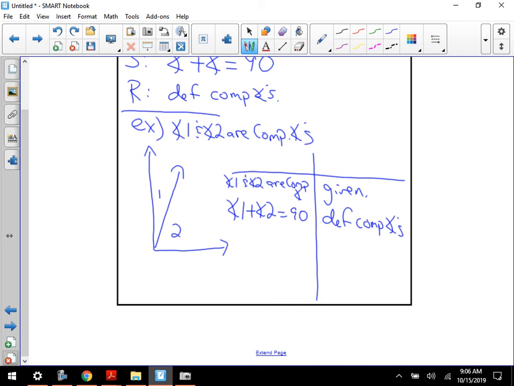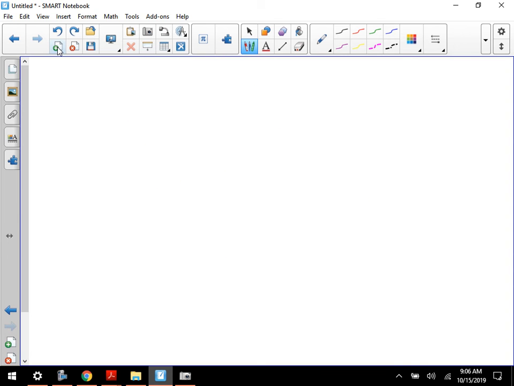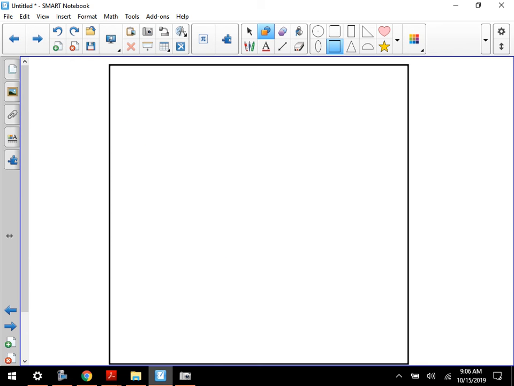We okay with complementary? Yes. All right. If we do one with complementary, what's the other one you think we should do? Supplementary. So we'll do one with supplementary. What do you think the only difference is going to be? 180. It's the only difference. Okay. So now, if given supplementary angles.